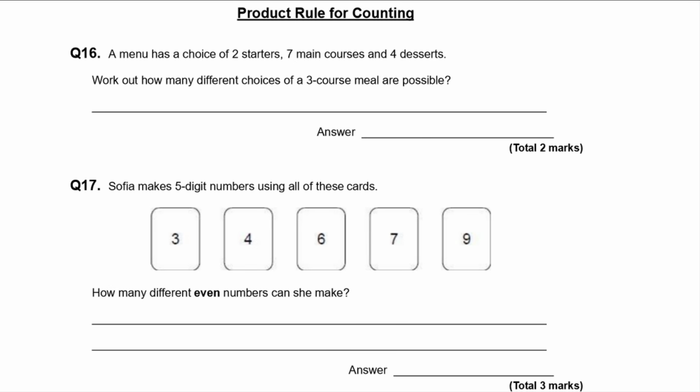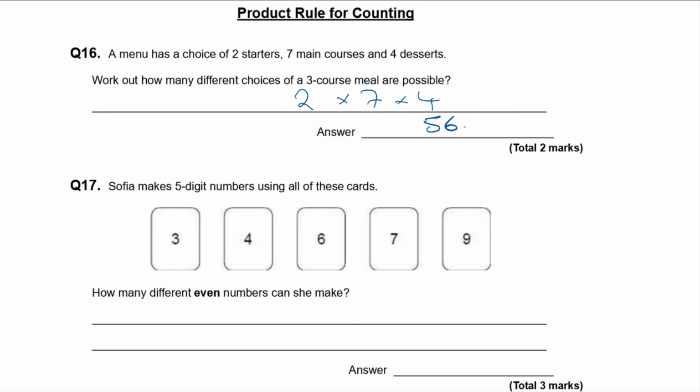So question 16, a menu has a choice of 2 starters, 7 main courses and 4 desserts. Work out how many different choices of the 3-course meal are possible. Well, if you've got 2 starters, you've got 2 possible selections you can make there, and then 7 mains and 4 desserts. You just have to multiply those 3 numbers together, because for every selection of starter that you make, you've got 7 choices for the main and so on. So you just need to multiply them up. So 2 times 7 times 4, that comes out to be 56.